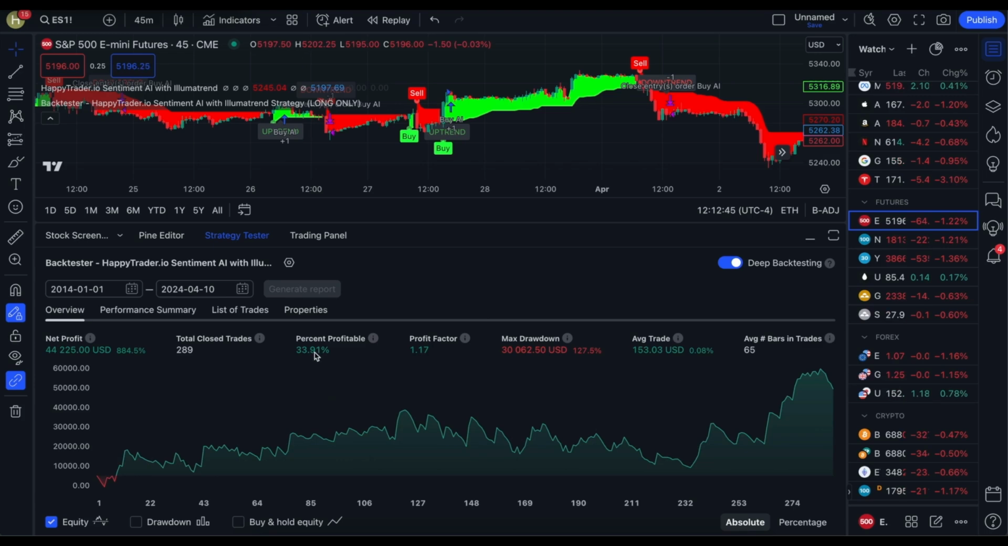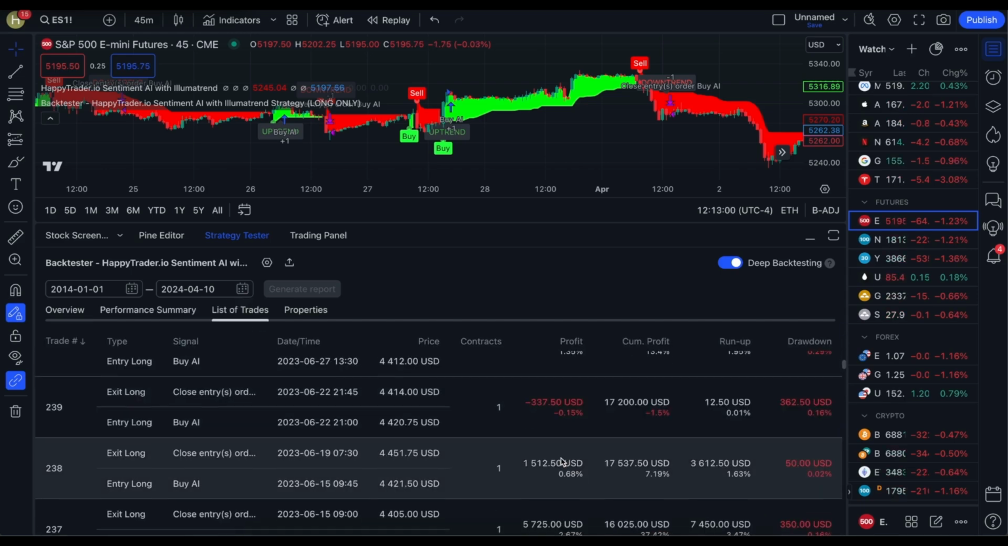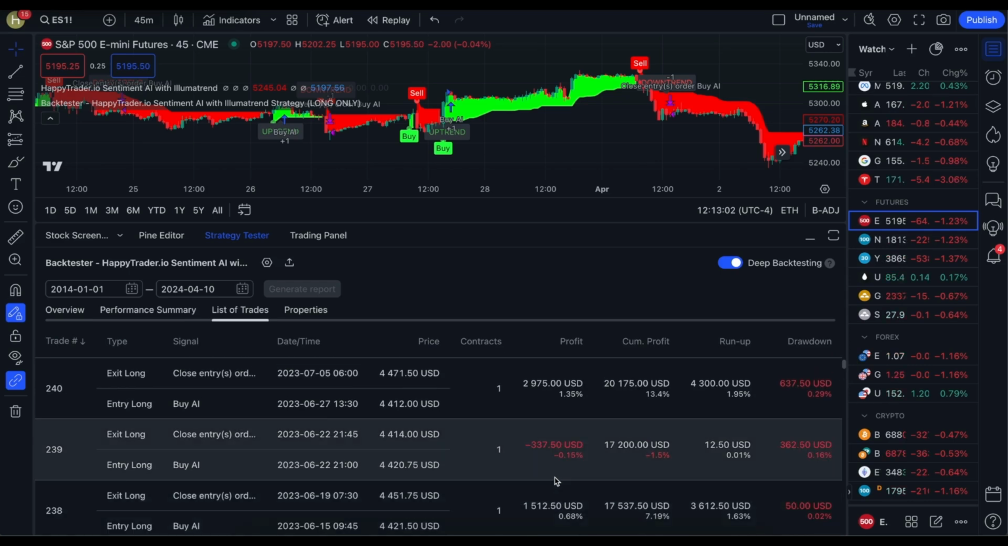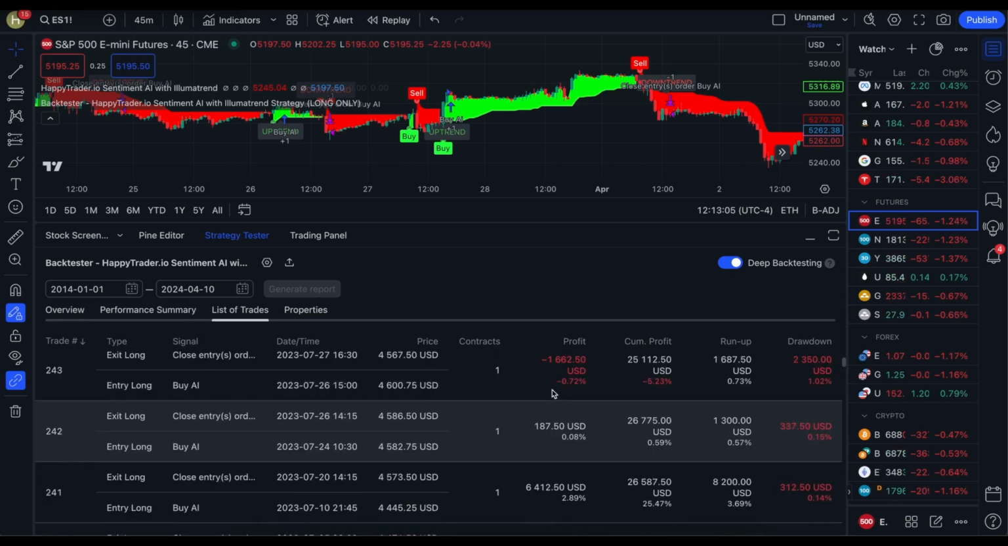And that's really nice. Now, win rate, something else I want to go over all the time. 33%, that's about right in line with what we expect with Happy Trader. And that's because our expectancy is going to be positive. But if we go to the list of trades, you're going to see these winners in white are going to be a lot bigger than most of these red losers.